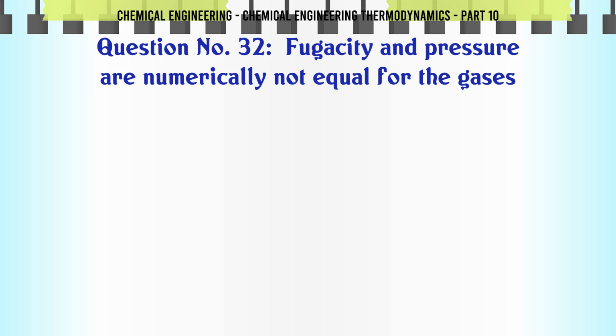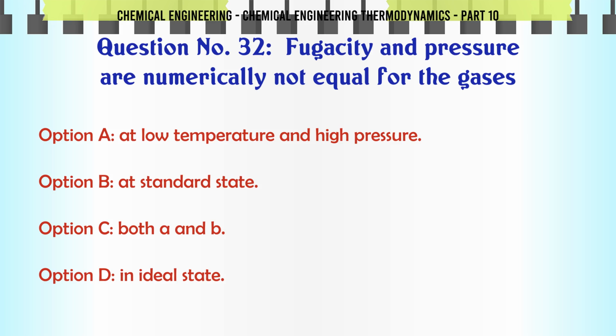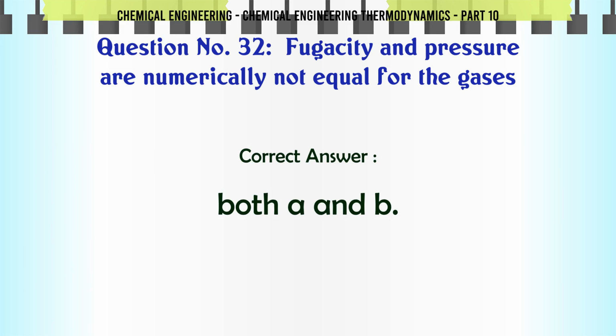Fugacity and pressure are numerically not equal for the gases: A. At low temperature and high pressure. B. At standard state. C. Both A and B. D. In ideal state. The correct answer is both A and B.